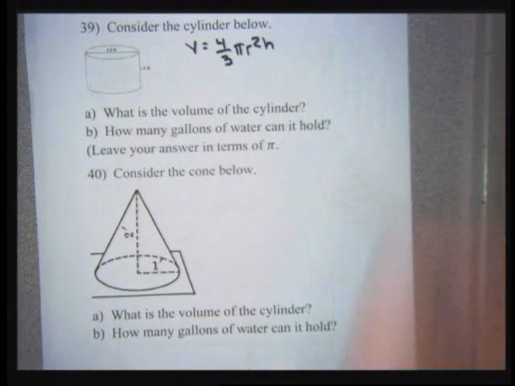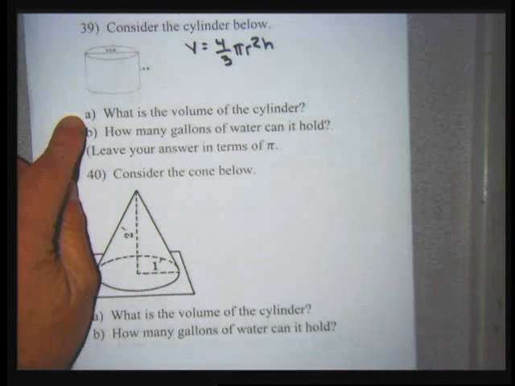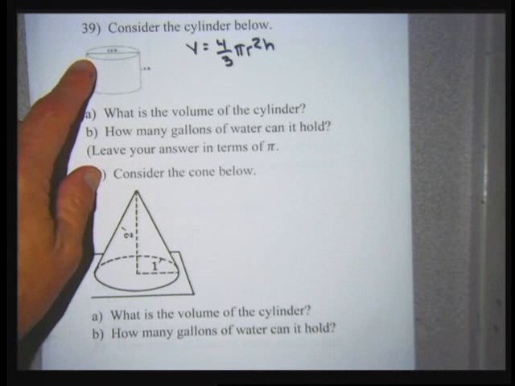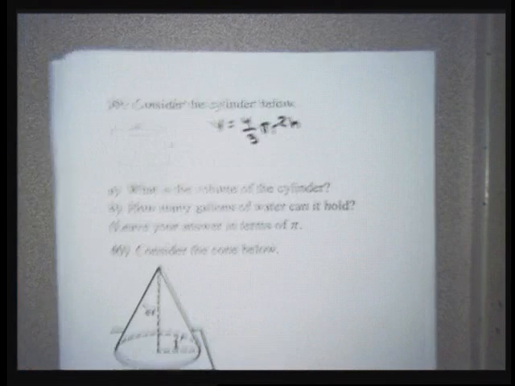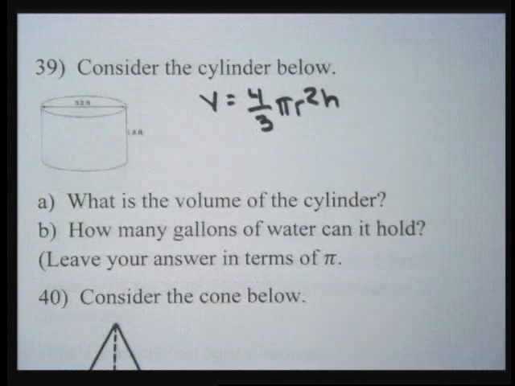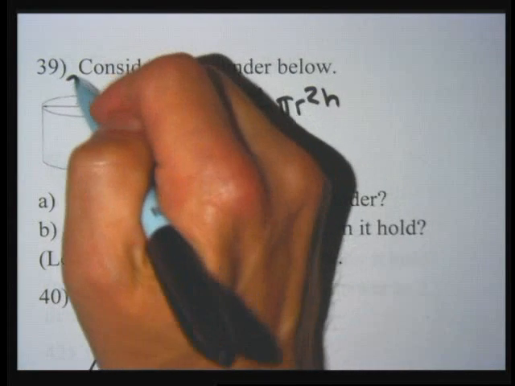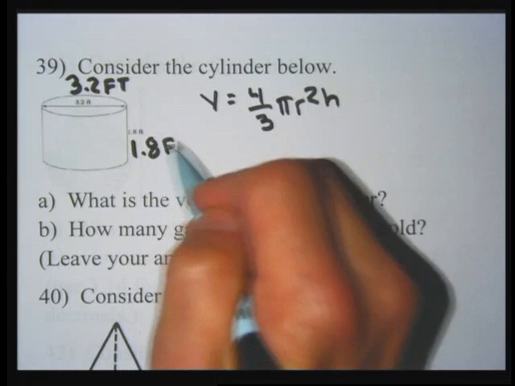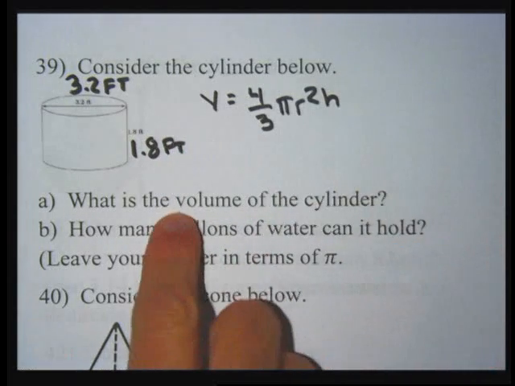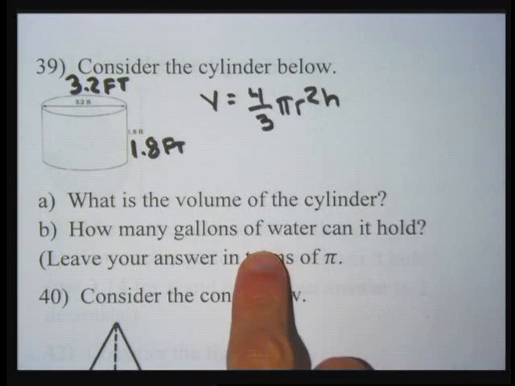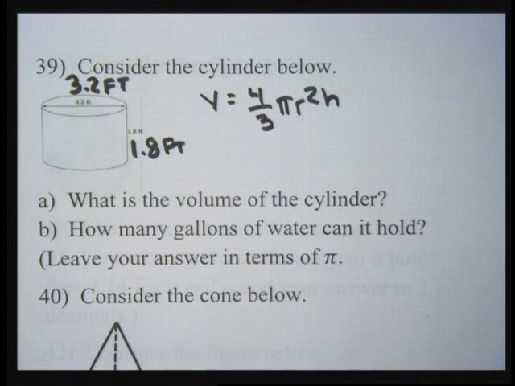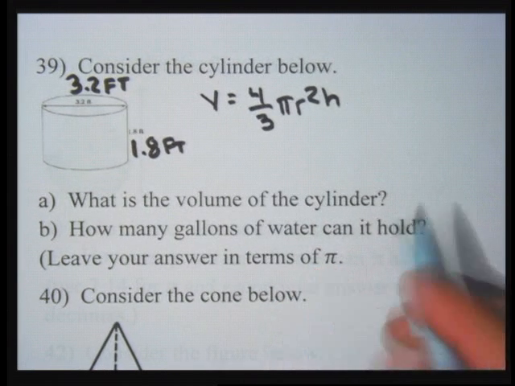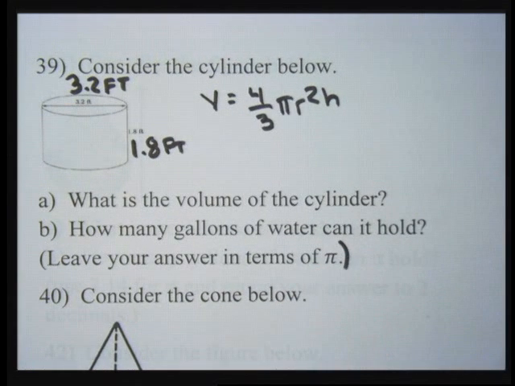But before you commit to doing part A of number 39, what is the volume of this, you better find the formula properly, and maybe you can't even read the numbers. So the length is 3.2 feet, which is the diameter. You have to divide that by 2 and get 1.6 for the radius, and its height is 1.8 feet. So assuming this is the right formula, you could use those to find the volume, and then we're going to convert from cubic feet to gallons, and it says leave my answers in terms of pi. So when I do 40, I'm going to leave my answers in terms of pi as well.